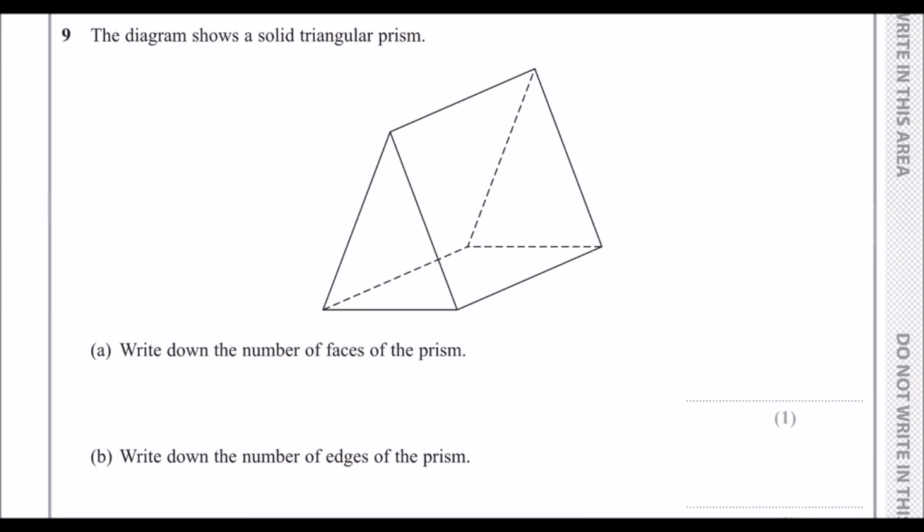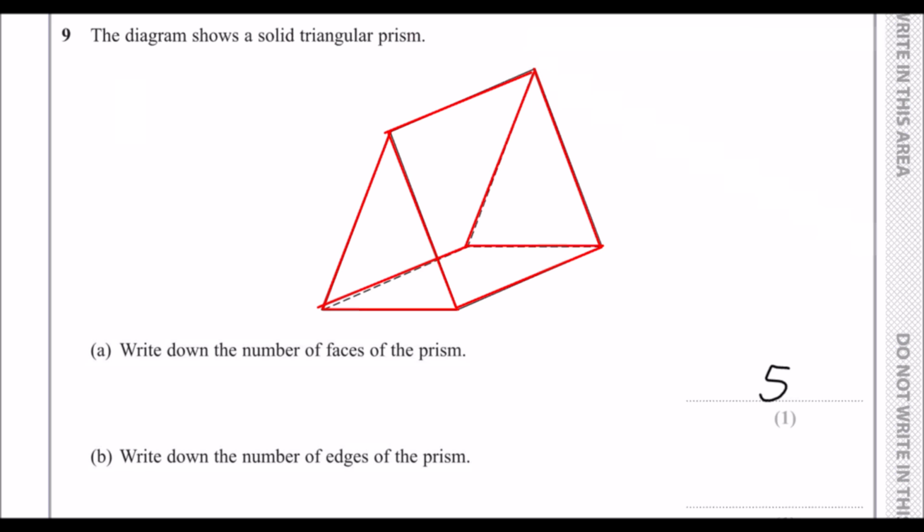Question 9. The diagram shows a solid triangular prism. Write down the number of faces of the prism. So we've got this triangle on the front. So this shape on the front is one face. We've got the same shape on the back, the same triangle on the back. That's another face. That's 2. And then we've got a rectangle on the bottom. That's 3 faces. And then a rectangle on one side, a rectangle on the other side. So we've got 5 faces.